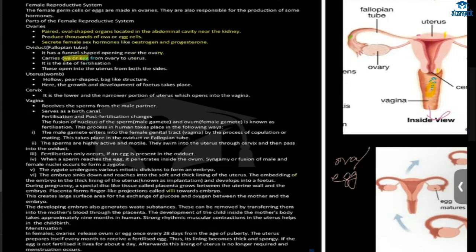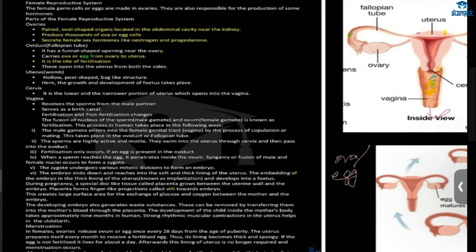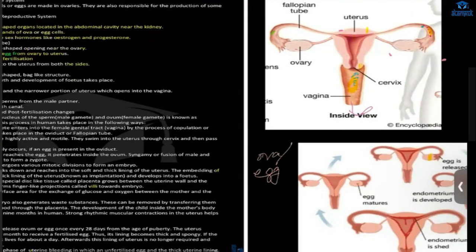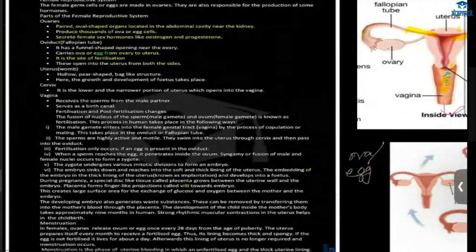Fallopian tube: it has a funnel-shaped opening near the ovary. It carries the egg from the ovary to the uterus. It is the site of fertilization. The oviduct, or fallopian tube, is the site of fertilization. It is very important. These open into the uterus from both sides. Cervix: it is the lower and narrower portion of the uterus which opens into the vagina. The vagina receives sperms from the male partner.